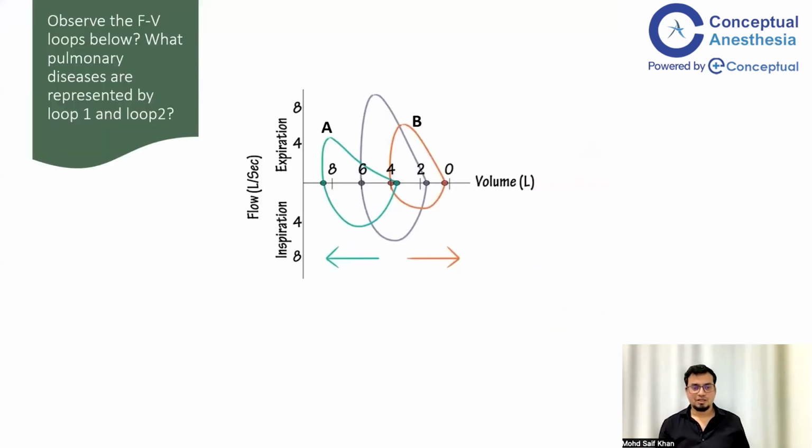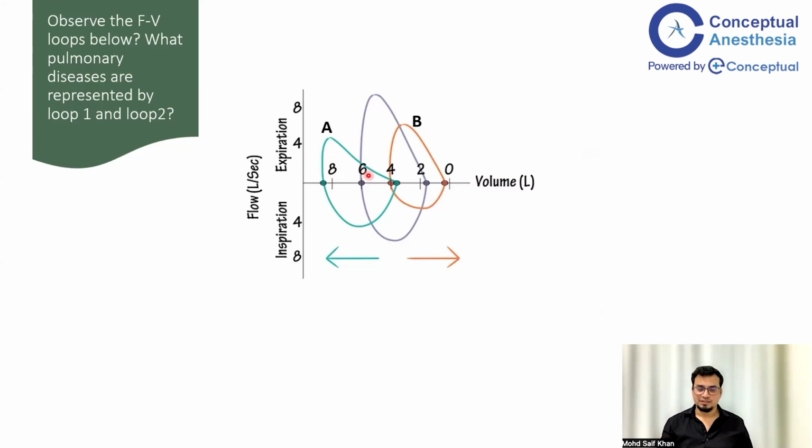Fine. Now observe the FV loops below, and what pulmonary diseases are represented by loop 1 and loop 2? This is the question for you. So loop A and loop B. This is your normal, the middle one. What is this loop? Loop A is, I'm sorry, this is not an interactive class. Maybe you will be listening to or watching this video, which is recorded now, so I cannot get responses from you. But yes, I will tell you for your information.